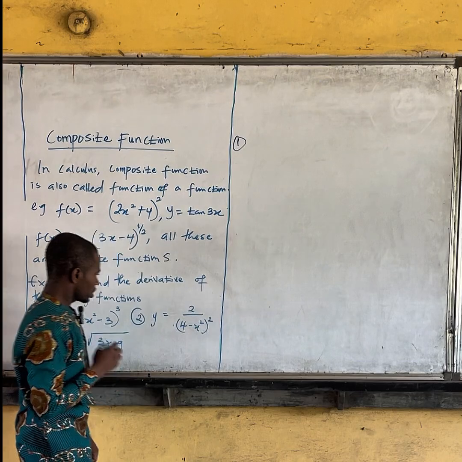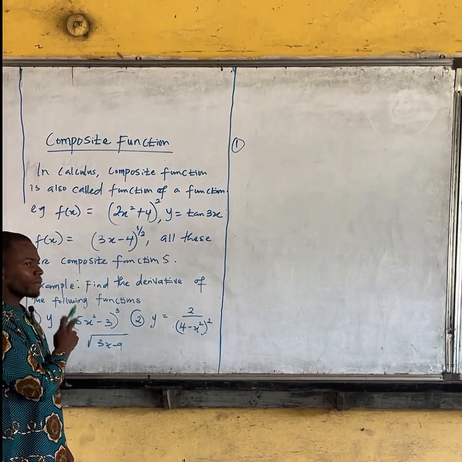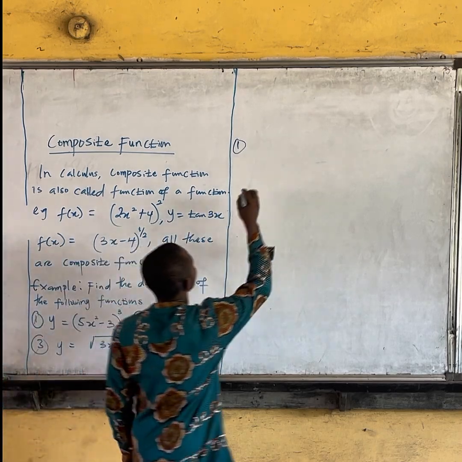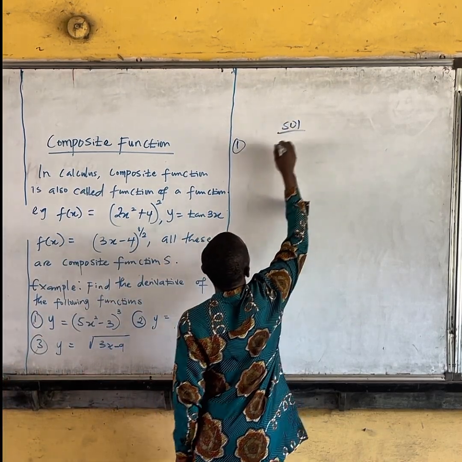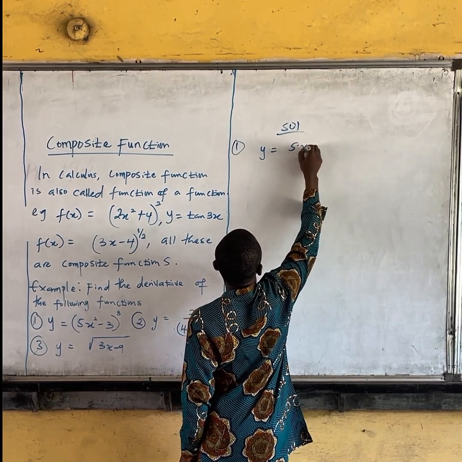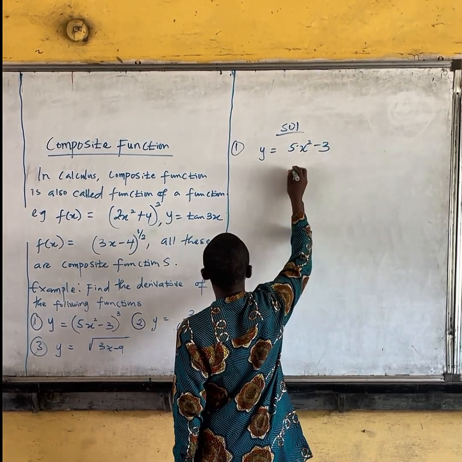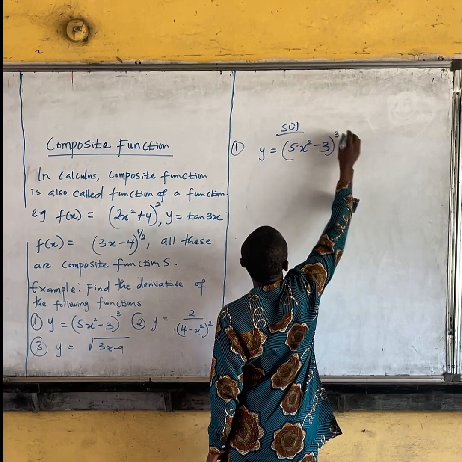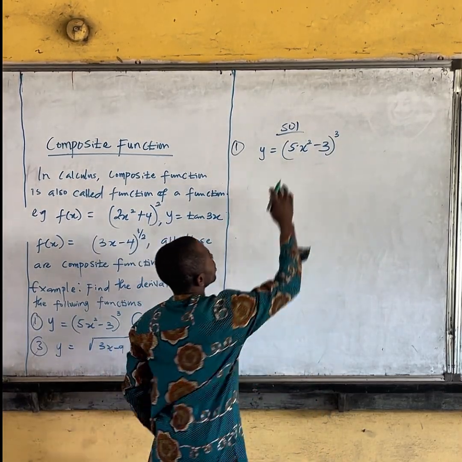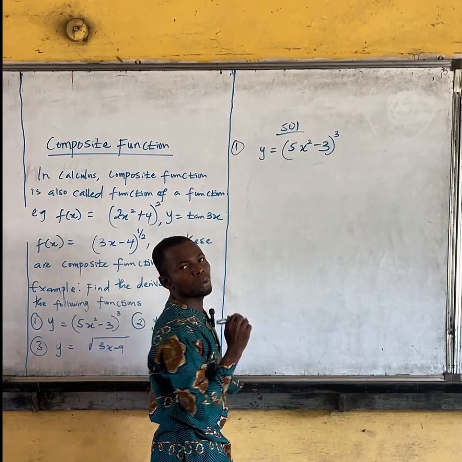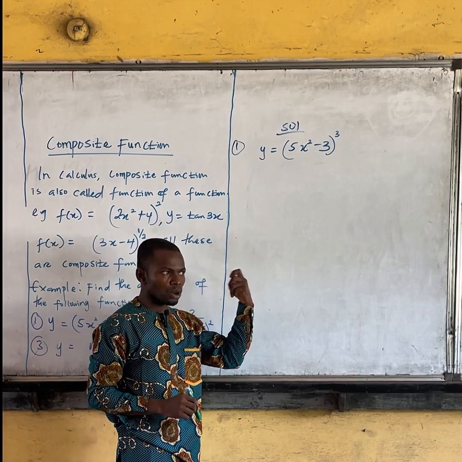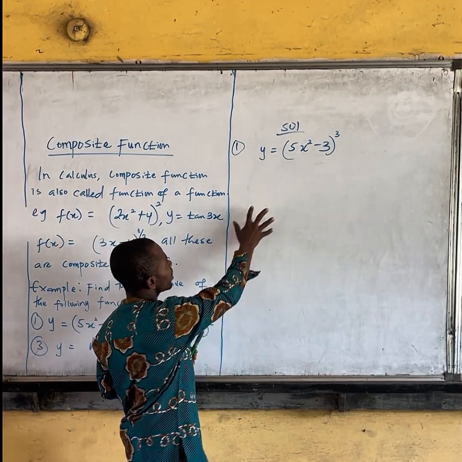For number 1, the question is y equal to 5x squared minus 3 all raised to the power of 3. So solution, y equal to 5x squared minus 3 all raised to the power of 3. Now, how can we find the derivative? We want to differentiate this question now. It is not hard. But we have to use the principle of what? Chain rule, because it is a composite function.